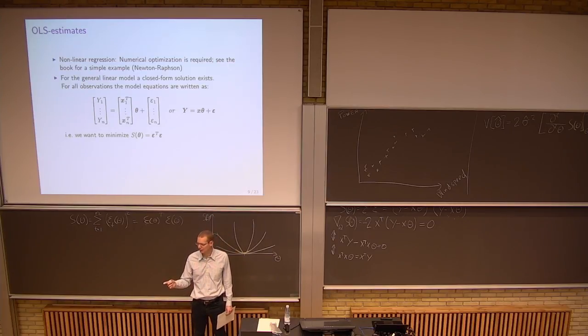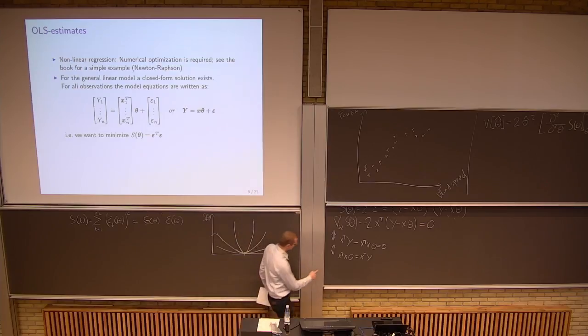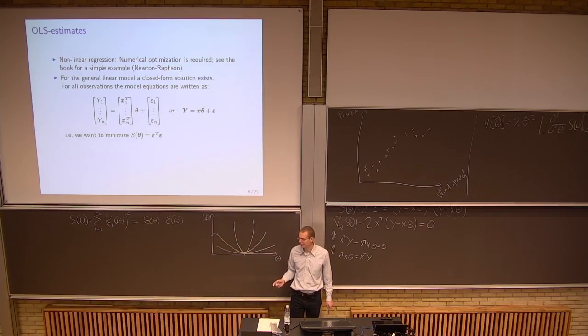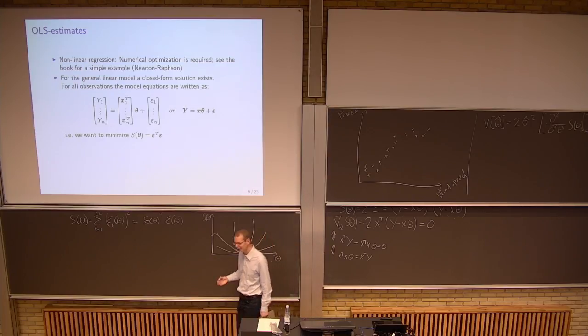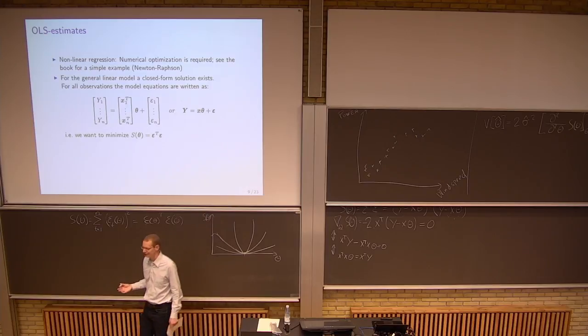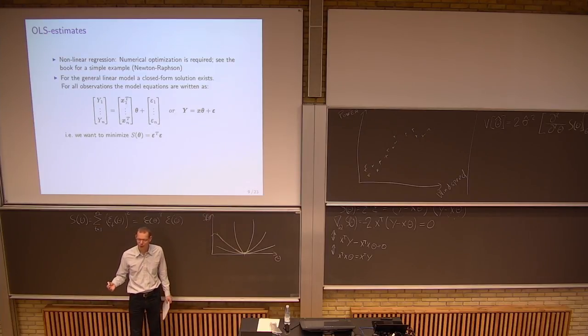Yes. You multiply it by the inverse of x. Yes, I pre-multiply by the inverse of x transpose x on both sides, because then I get rid of this. There's only one but. If I can calculate, that means if x transpose x has full rank, I can invert it. So x transpose x has to be invertible.